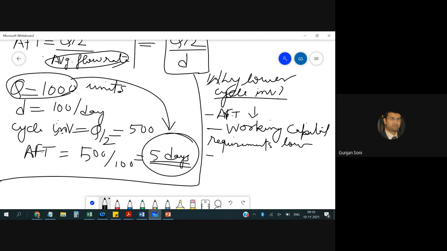And other than that, your holding cost will be low. Holding cost, low inventory holding cost. Okay, so these are the basic reasons why you want to lower the cycle inventory. Now we go ahead.